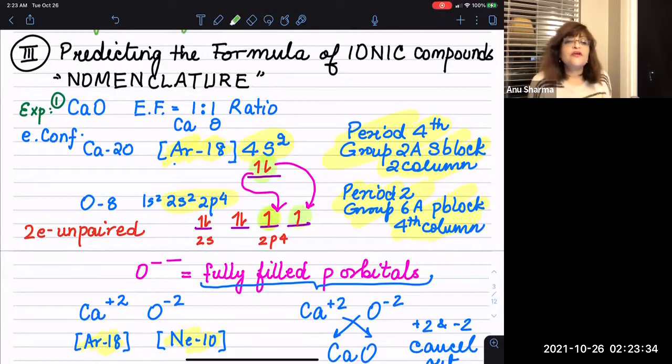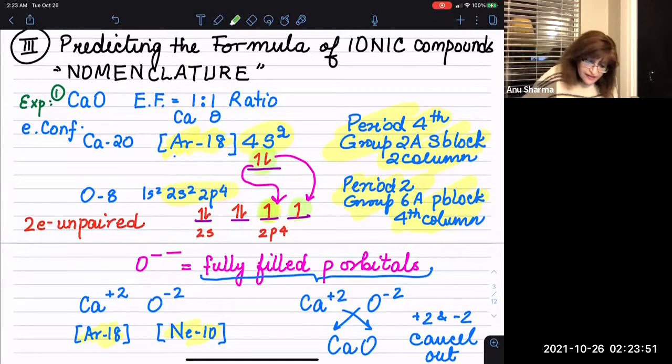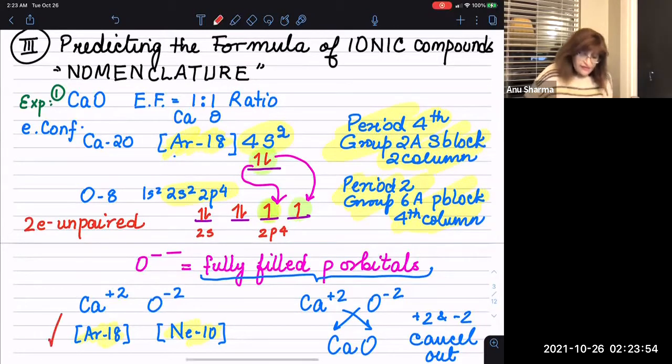So you see, when you put this oxygen close to calcium, you can clearly see that calcium is ready to give away those 2 electrons from 4s2, so that it begins to look like argon. Okay, so it looks like argon, as you can see here. After losing.